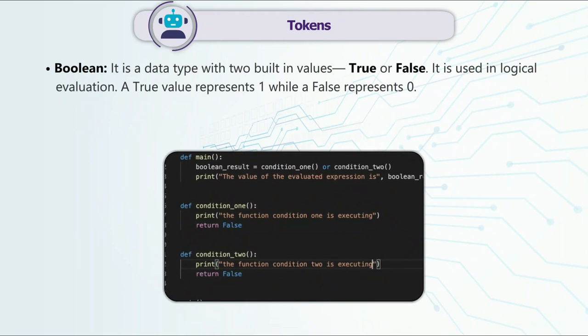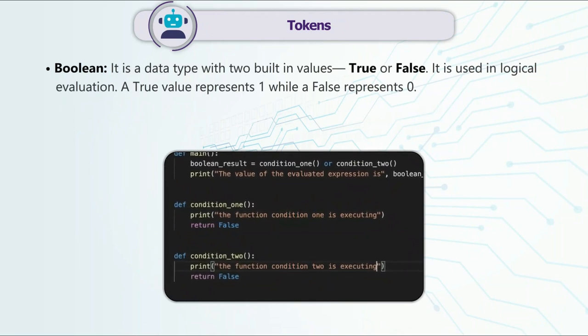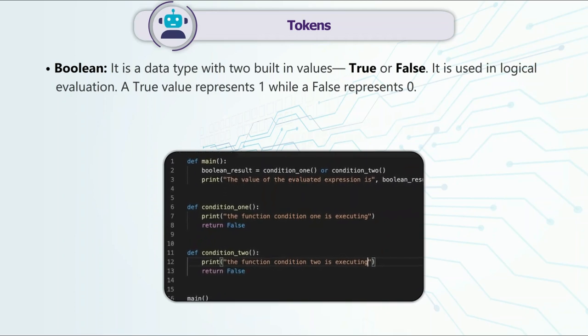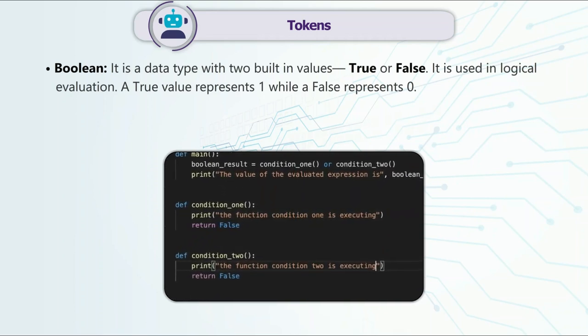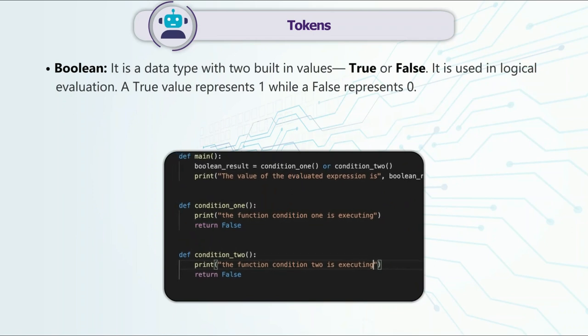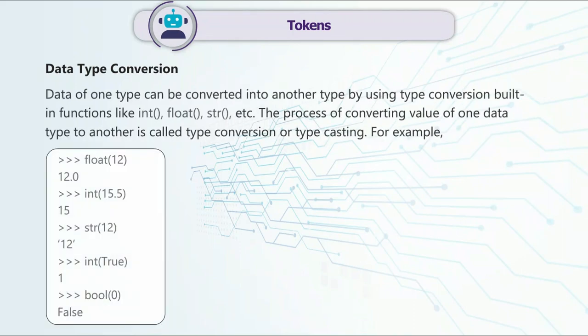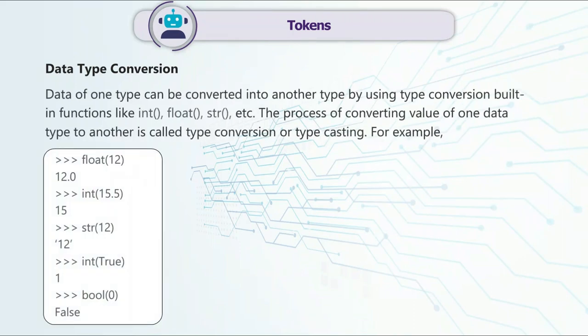Boolean. It is a data type with 2 built-in values, True or False. It is used in logical evaluation. A True value represents 1, while a False represents 0. Data type conversion. Data of one type can be converted into another type by using built-in conversion functions like int, float, string, etc. The process of converting the value of one data type to another is called type conversion or typecasting.